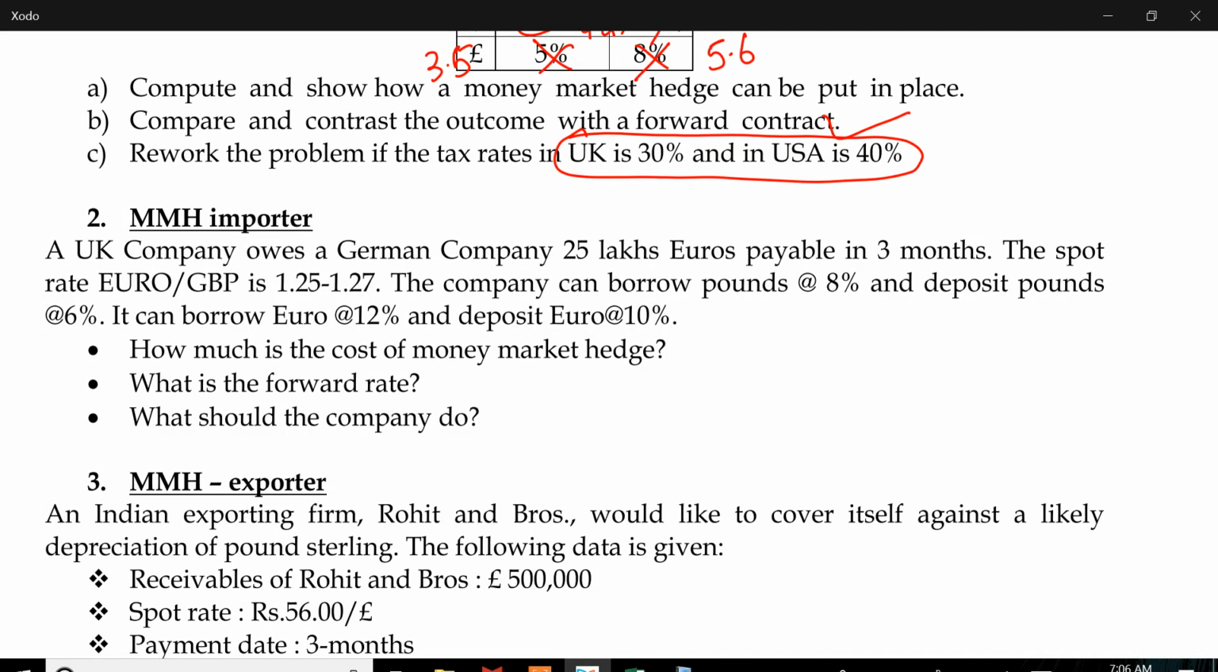A UK company owes a German company 25 lakh euros payable in 3 months. The spot rate is there. Company can borrow, deposit. How much is the cost of MMH? What is the forward rate? What should the company do? More or less similar, just that we are going to do it from an importer. Importer will become a little tricky. As you do, you'll understand that importer is going to become a little tricky.